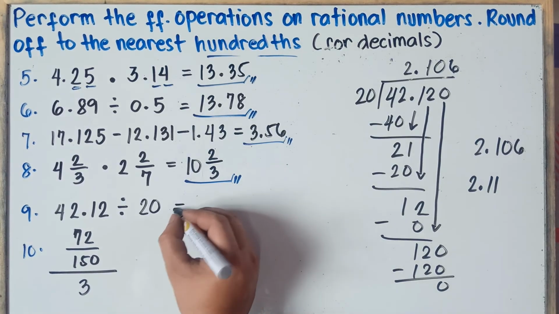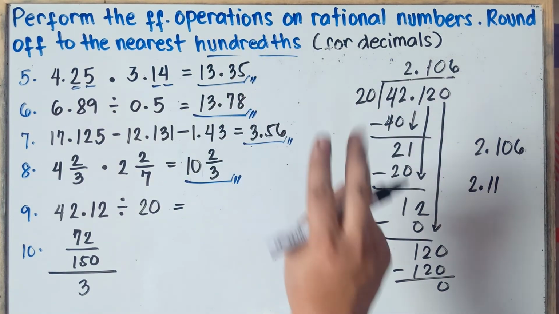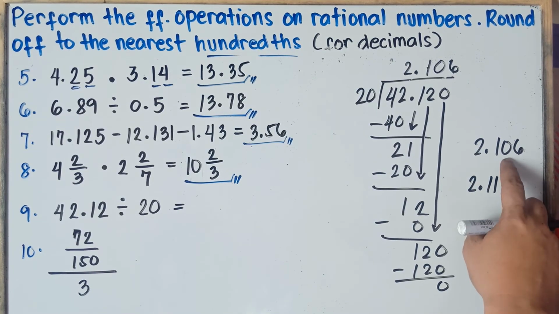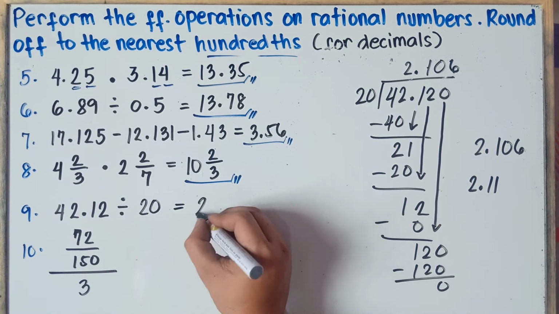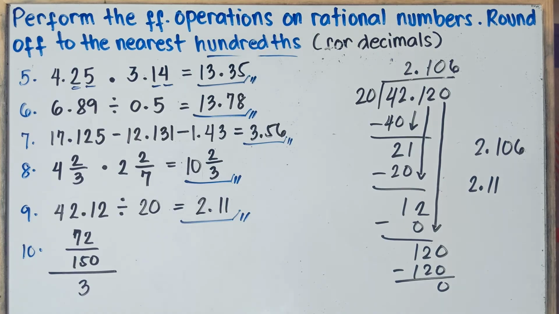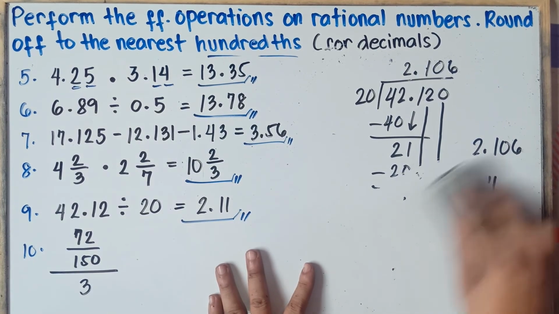That's it, class. Once again, class, nearest hundredths, 2 decimal places. After 0, that's 6. Round up. This 0 becomes 1. 2.11. That's the answer, class, for number 9. Last example, class. Example number 10, and we're all set.